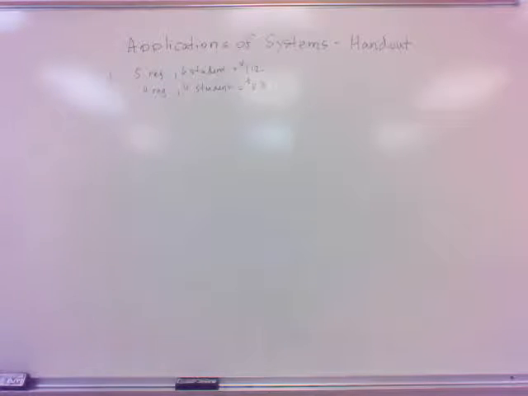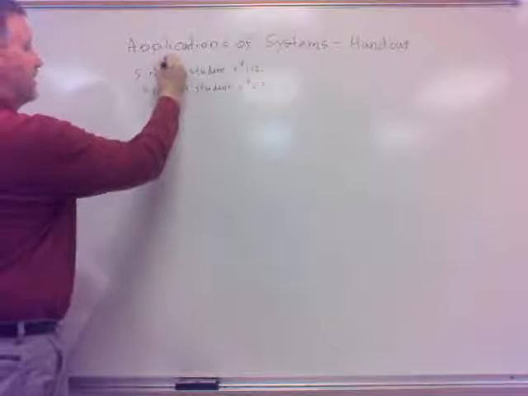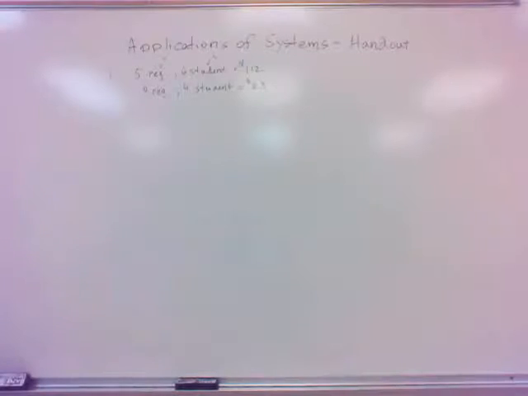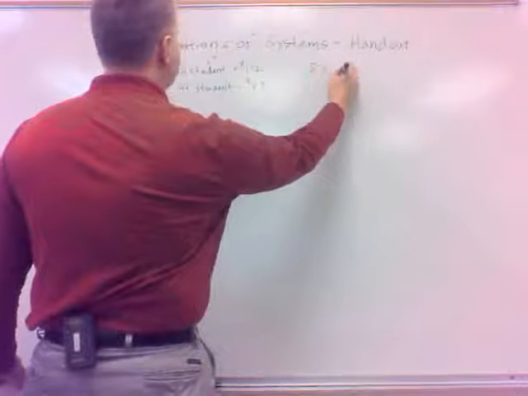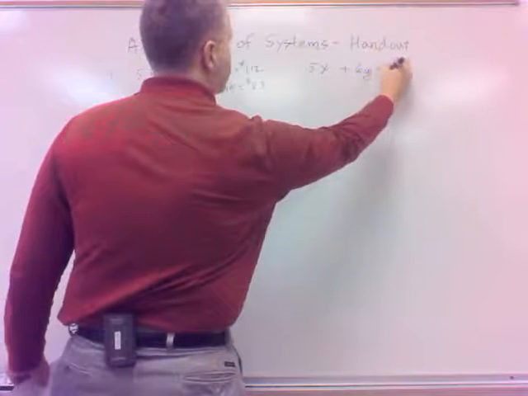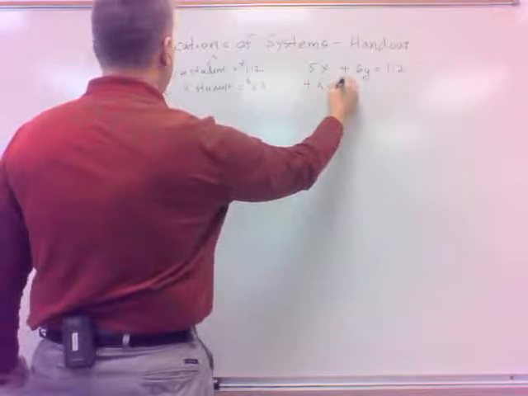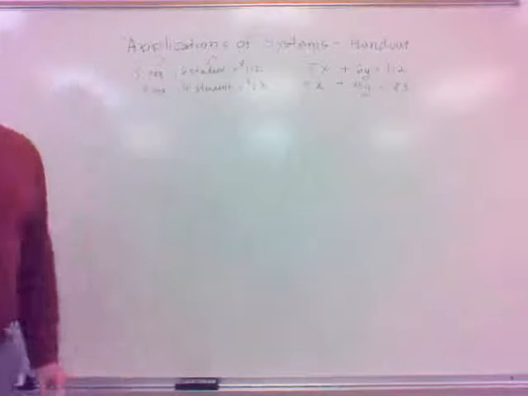Doesn't that seem to suggest a system pretty clearly, because we've got two types of tickets. So if X is our regular price and Y is the student price, then the top equation is a nice little equation. We've got 5 X's and 6 Y's, and that equals 112. And then on the second one, we've got 4X plus 4Y equals 83. With me on that? Make sense?